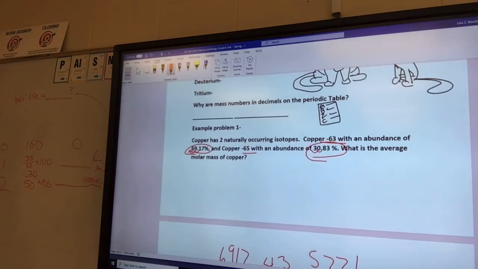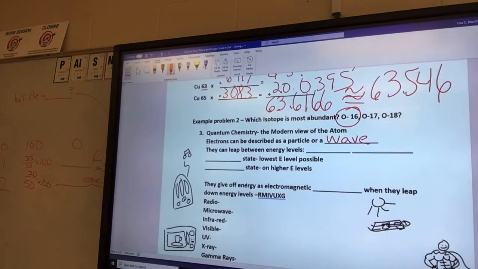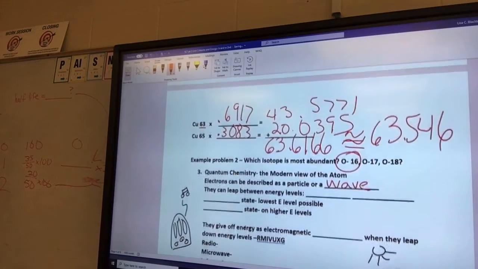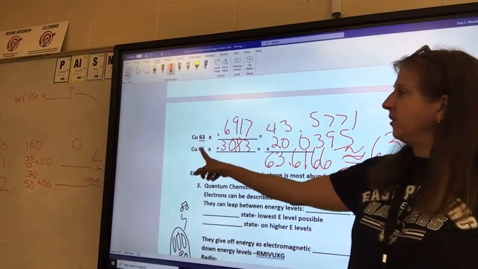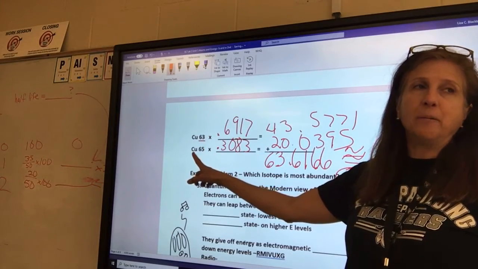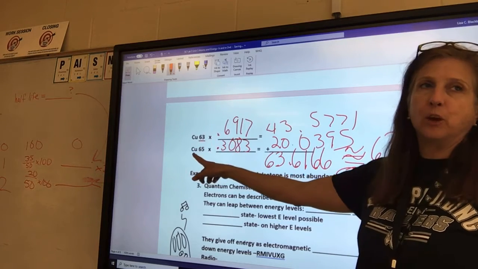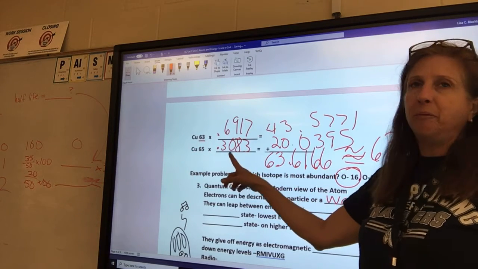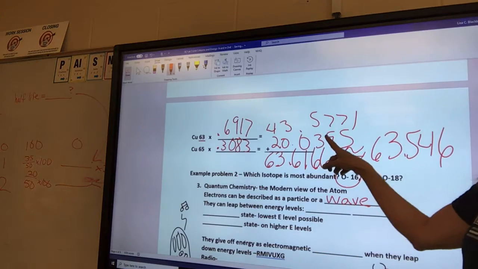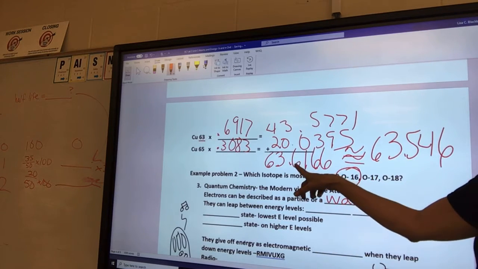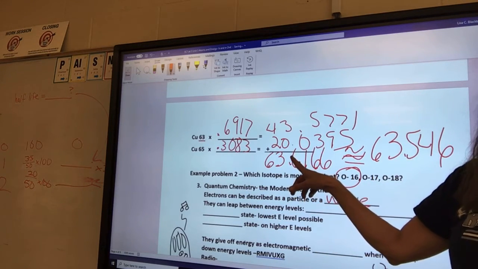Next, what you do is you write down the masses of your 2 isotopes, and you multiply them by the decimal, and then you add them up, and that gives you the answer. So that's not too bad.